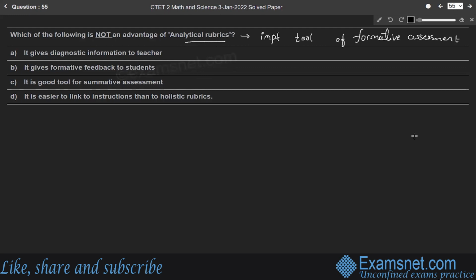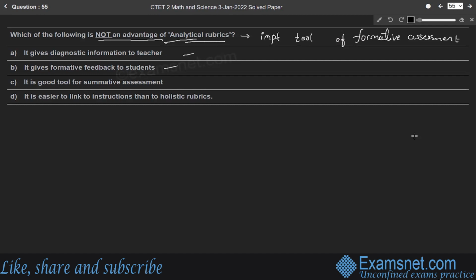So look at the options. Option A, it gives diagnostic information to teachers. Here, analytical rubrics give diagnostic information to teachers to design appropriate remedial teaching. Whereas the second option, it gives formative feedback to students. Yes, it gives formative feedback to students and allows them to know their errors so that they would not repeat them next time. Right. So in the question, it is asked which of the following is not an advantage.